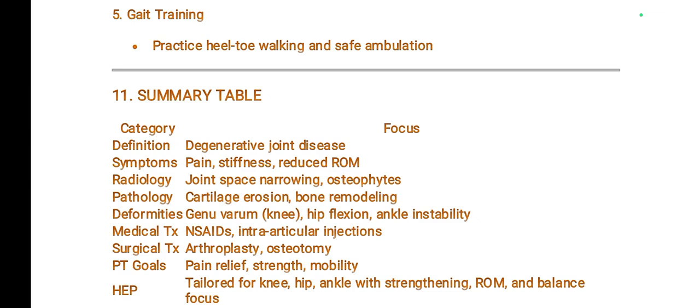So, let's end this video by summarizing. Definition of OA, that is osteoarthritis. It's a degenerative joint disease. Symptoms will be pain, stiffness, reduced range of motion. And in radiology, joint space narrowing and osteophytic formation can be seen. Pathology, cartilage erosion and bone remodeling. Deformities of genu varum, hip flexion, ankle instability.